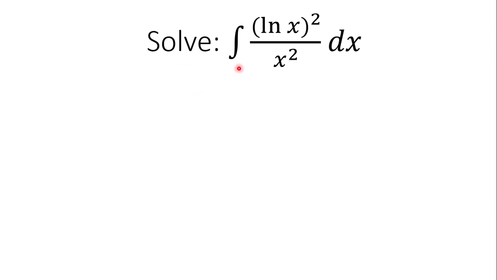So, integral of [(natural log of x) all squared] divided by x squared dx. Let's write our solution first. Let's repeat this one.